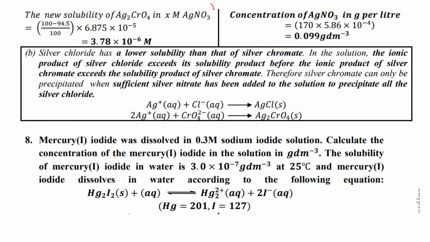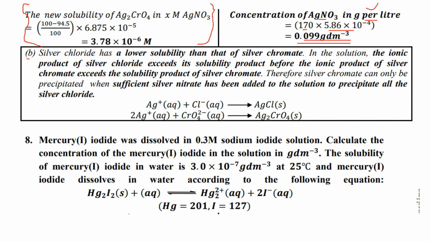Continuation. This is a continuation to show you how the previous solubility of silver chromate was attained. Proceeding with our calculation, the concentration of silver nitrate in grams per liter is going to be 170 multiplied by the moles that you have got, so that you can express our concentration in terms of grams per decimeter cubed as required by the question.